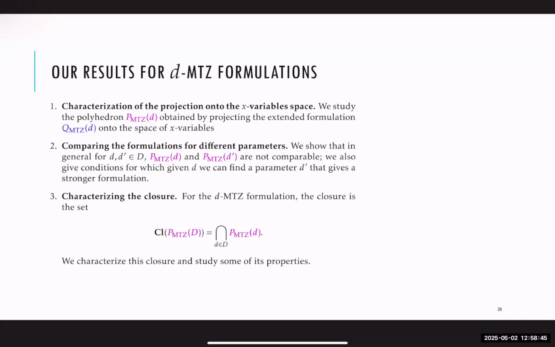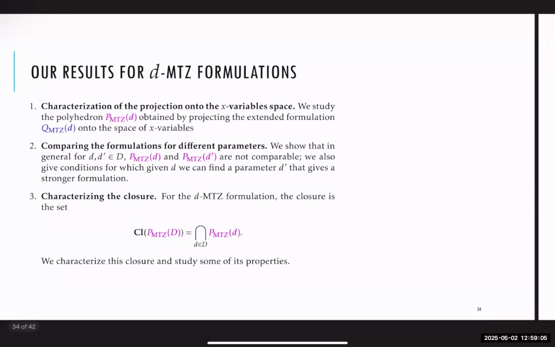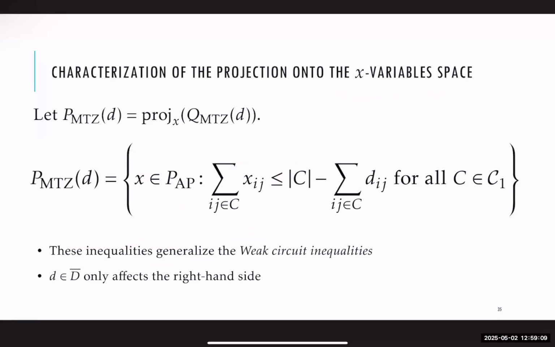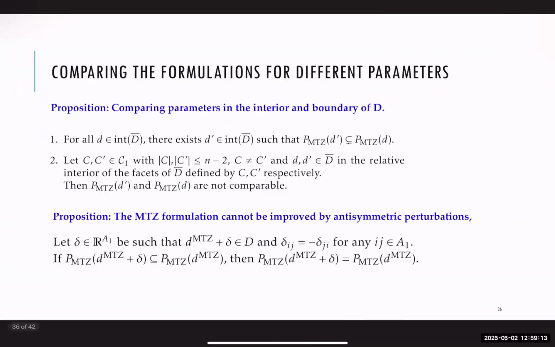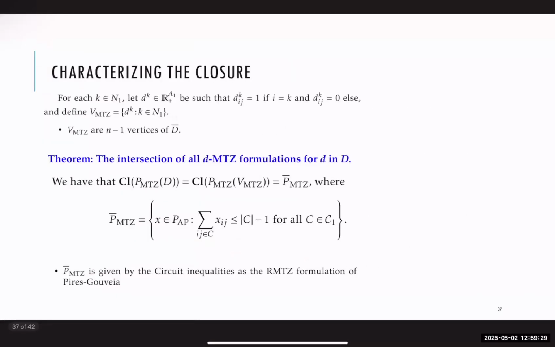So these are our results. I can tell you that, for instance, the original MTZ is not necessarily optimal. Sometimes for different parameters, they are not comparable, and so on. Let me show you the characterization of adding all constraints. This is the projection on the x variables. This is comparing formulations. Sometimes you can compare, sometimes you cannot, and the parameters of the original MTZ formulation are not necessarily optimal. For the closure, adding all the constraints, you can actually write a formula: the projection onto the x space for adding all these parametric MTZ formulations is given by this formula.